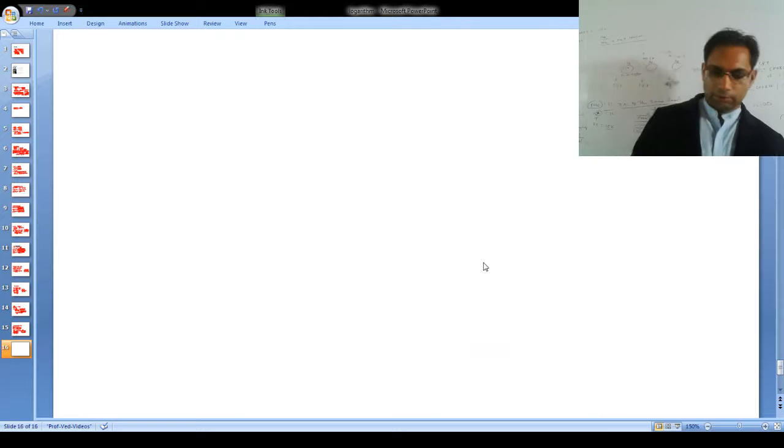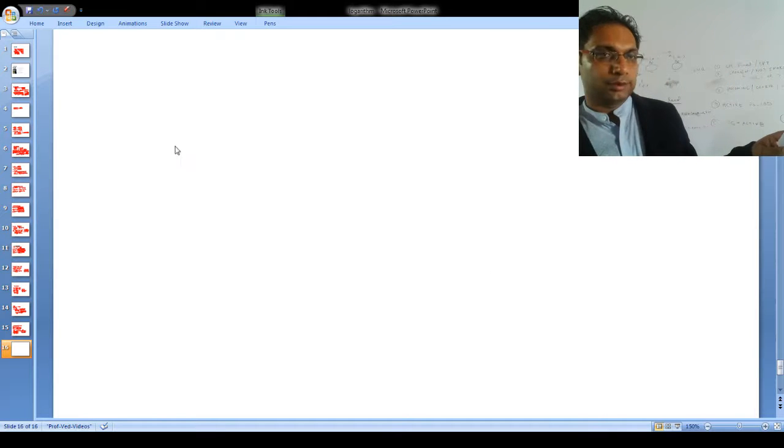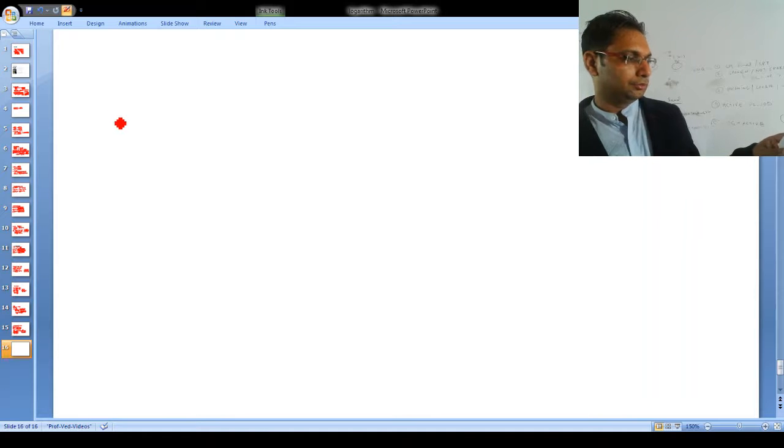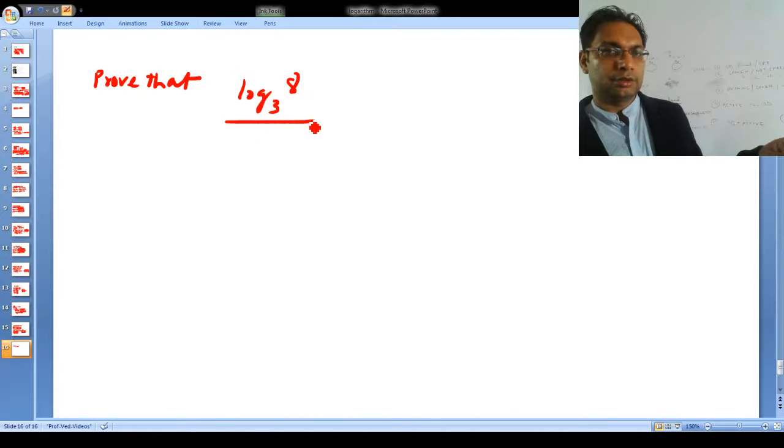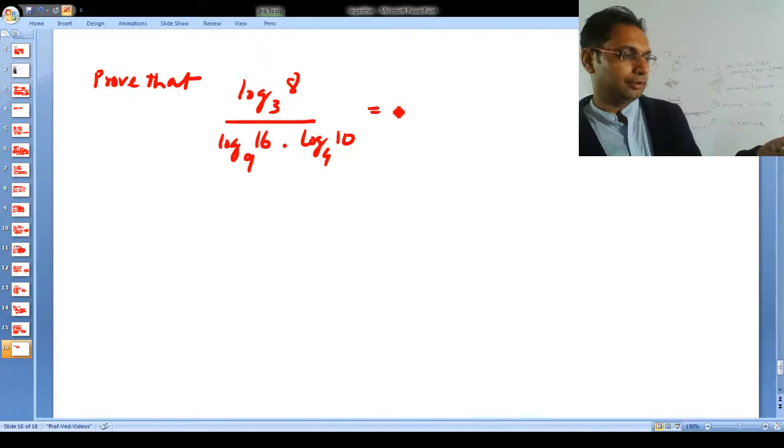What is the question? Question is on your screen now. Prove that log of 8 to the base 3 divided by log of 16 to the base 9 multiplied by log of 10 to the base 4. Prove that this is equal to 3 log 10 2.